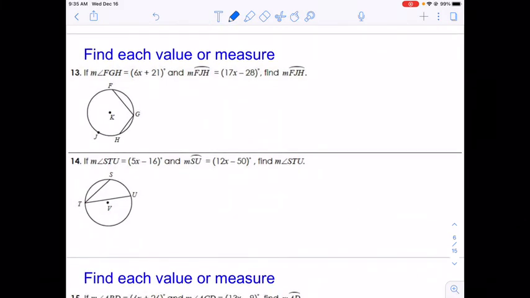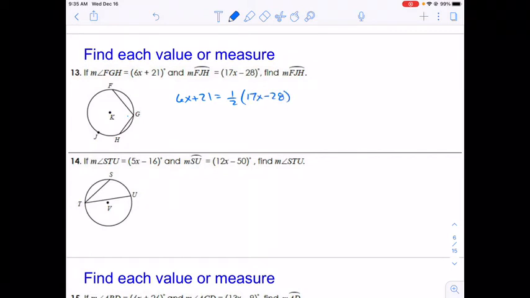All right, let's look at 13. So now we're going to have to do a little more work because we got two equations now. So it says the measure of angle FGH, which is this angle here, is 6x plus 21, and the measure of arc FJH is equal to 17x minus 28. Find the measure FJH. So our inscribed angle, 6x plus 21, is equal to half of the arc it opens up to, which is 17x minus 28.